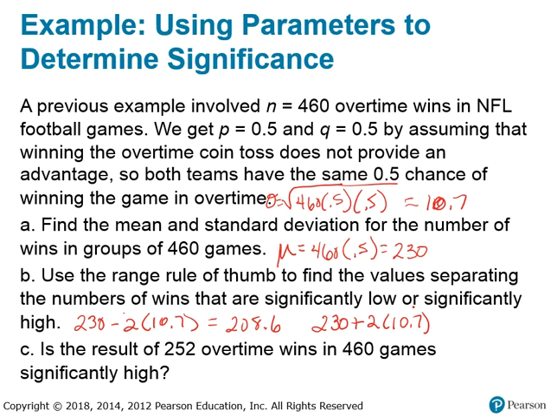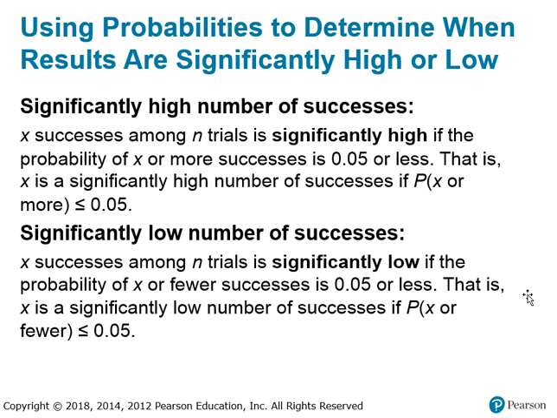And we end up with 251.7. I'm sorry, 251.4. So anything above 251.4 would be significantly high. And is 252 significantly high? Yes. So it was yes by the other method, and it's still yes by this rule because 252 is greater than 251.4. So either way, it turned out to be significantly high.